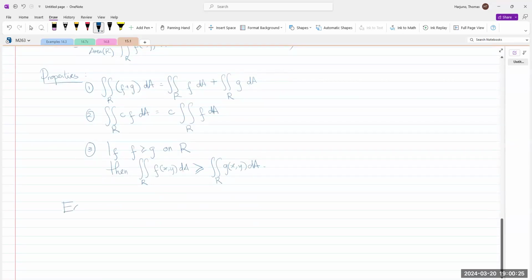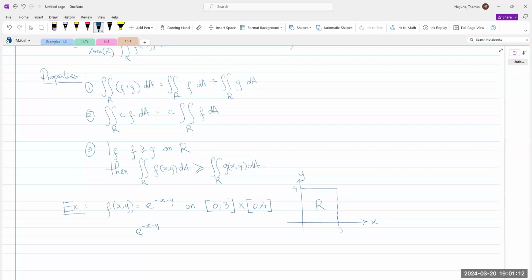So one little example. We have not learned how to compute this yet, but for example, we have f(x,y) equals e to the negative x negative y over the domain 0 to 3 by 0 to 4, so over this rectangle here. This is the x, this is the y. On this domain, call this R, e to the negative x minus y must be less than or equal to e to the 0, which is 1, right?